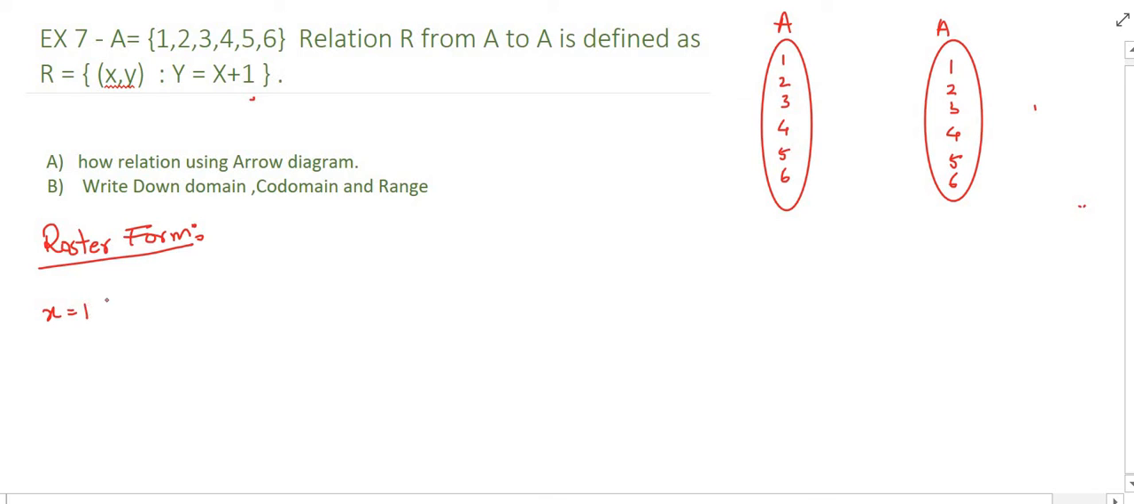So let me pick x equal to 1 first. Always x we take from here and y we take from here. So what will be y?